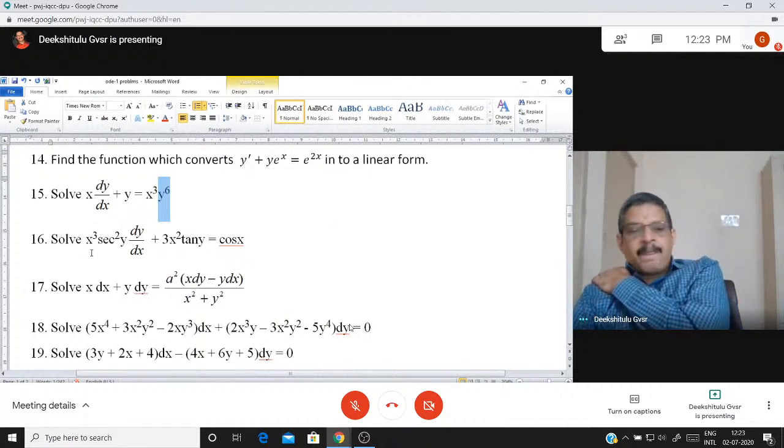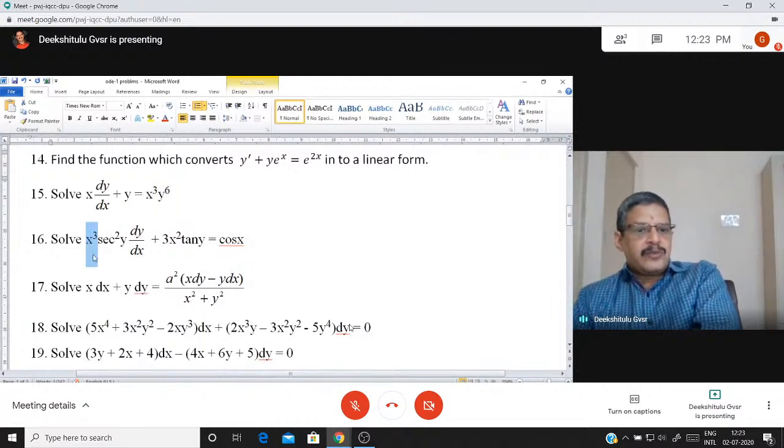Then comes (x cube plus secant square y) dy by dx plus 3x square tan y is equal to cos x. This also is somewhat reducible to Bernoulli's form. So first divide through by x cube, you will have some clarity. So if you divide through by x cube, this becomes secant square y dy by dx plus 3x square by x cube, that is 3 by x, tan y is equal to cos x. Here we have a tan y term and we have a secant square term. What is the relation between tan and secant? Derivative. What is the derivative of tan y? Secant square.